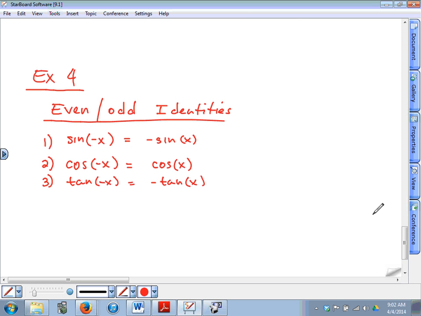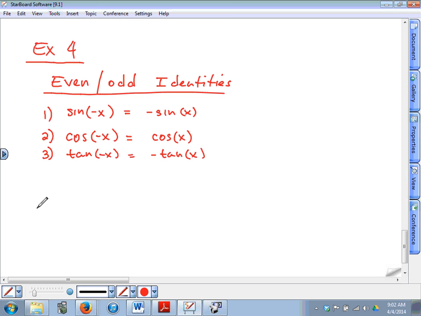So, just for sake of time, there are a couple, maybe one identity that I assign in your homework that's going to make use of these even and odd identities. We need to move on. I guess that wasn't even an example, was it? Those were just more identities.